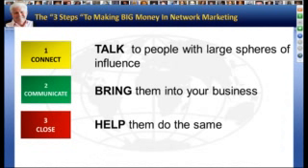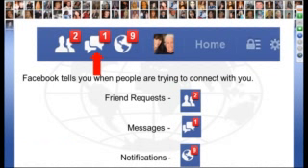Now, the 3 steps to making big money in network marketing: connect, communicate, and close. Talk to people with large spheres of influence, bring them into your business, and help them do the same. My 3 steps: connect, communicate, and close. 3 steps to making big money in your business.